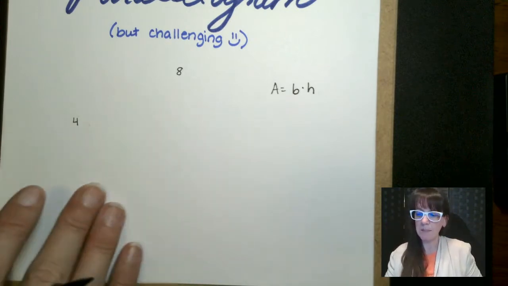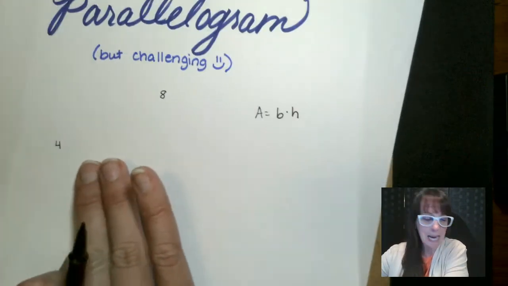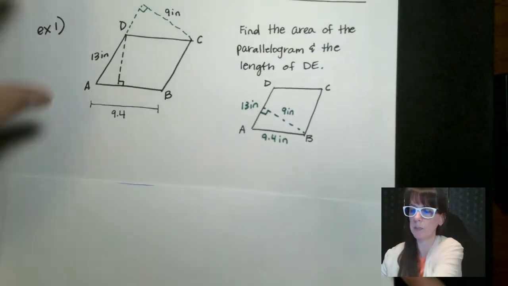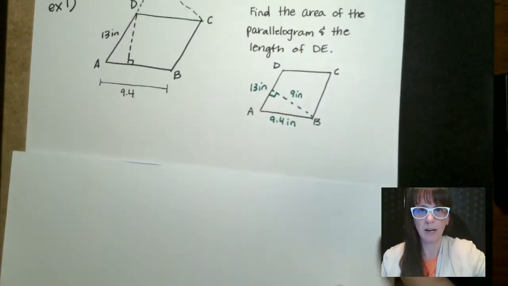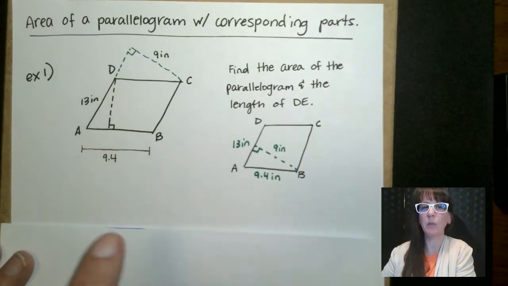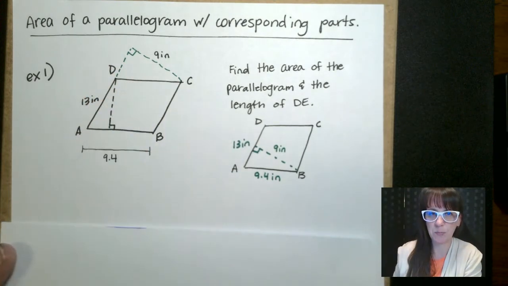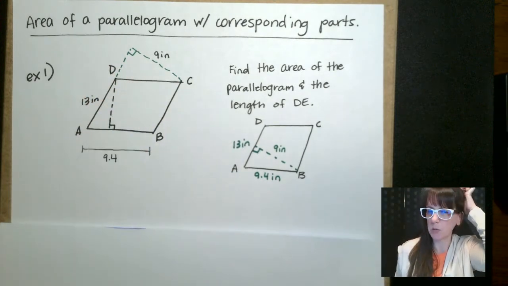Okay, so what does that mean for our lesson today? All right, let's get these guys out of the way. We're going to talk about the area of a parallelogram with corresponding parts. Move all that out of the way. All right, so here we go. We have a parallelogram right here. This is in green, this dashed bit, because I kind of wanted to show you how this works.